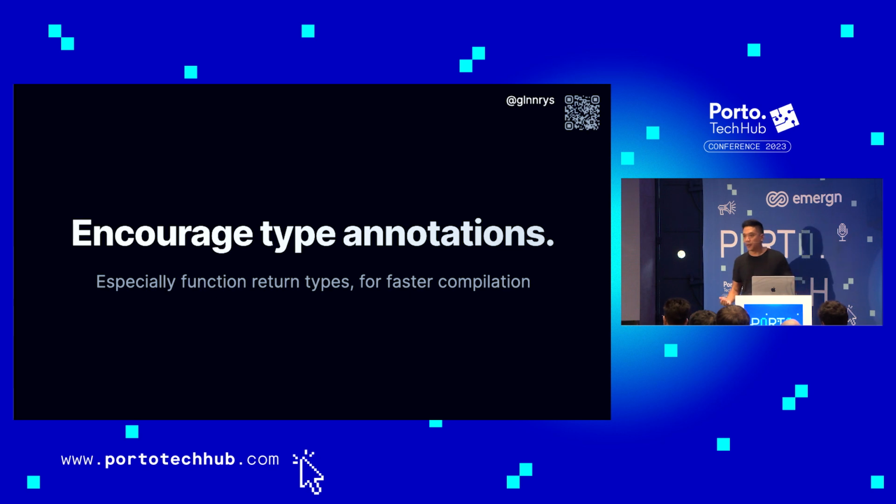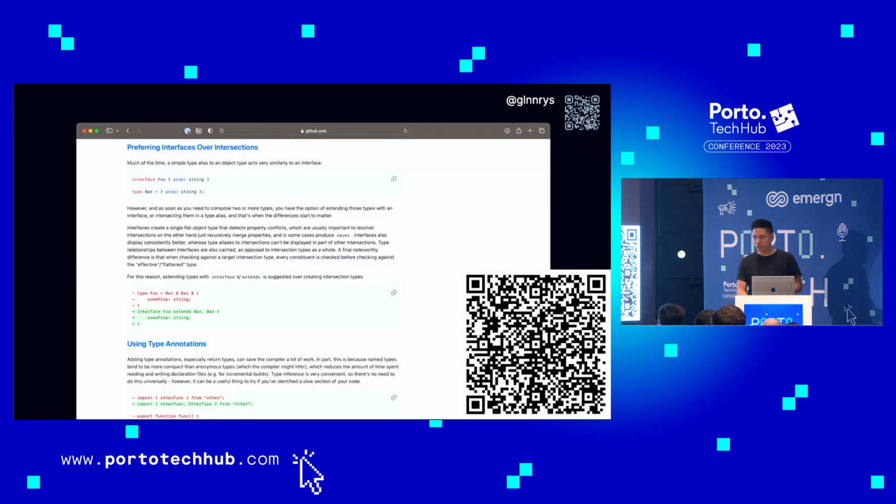On that note, I also encourage typing return types, especially if you have functions where you return something, for faster compilation. I didn't know that it actually helps a lot, and I'm not just saying that because it's something I want to do. I actually found out about that in the official TypeScript wiki, which has a performance section, and it says that if you annotate your return types, that actually reduces the work for compiling. So it's a good thing to put in the extra effort of hard-coding types into your return types. And yeah, it's in the official TypeScript repository.